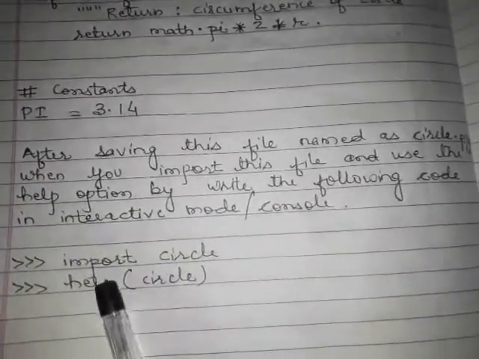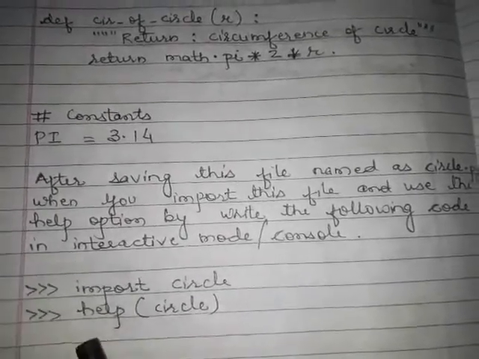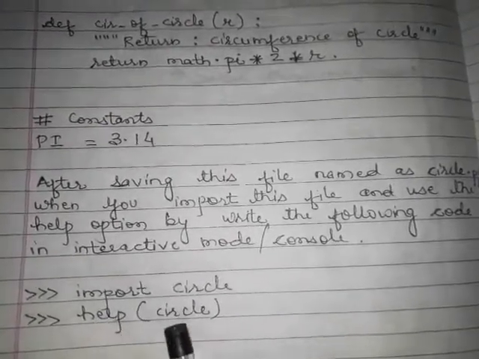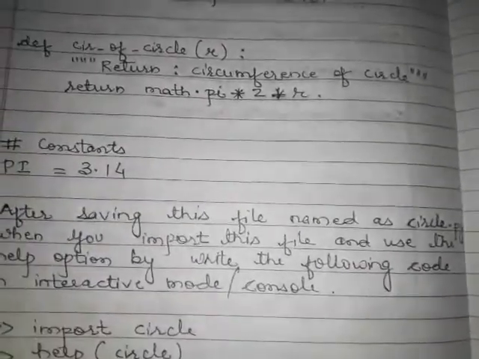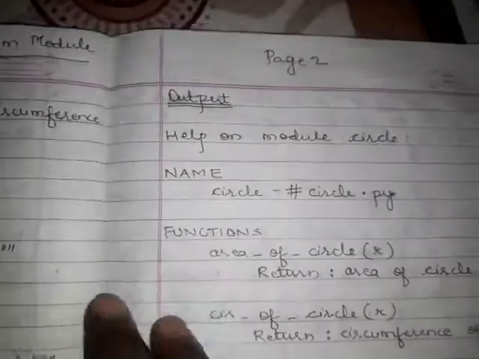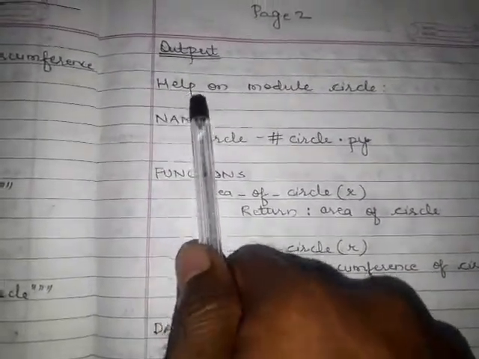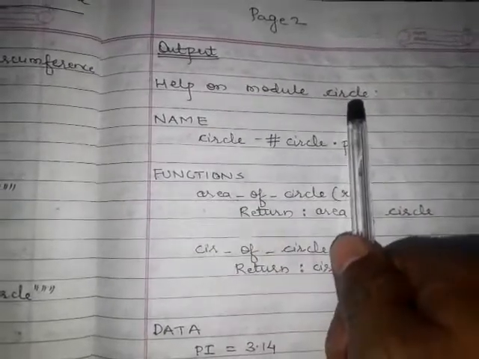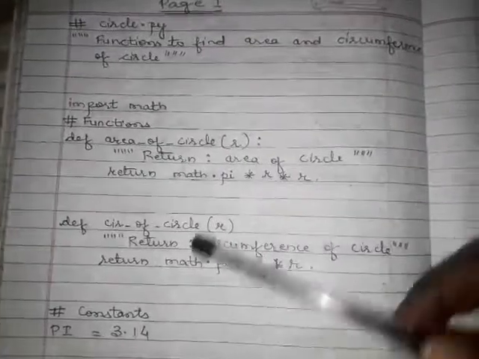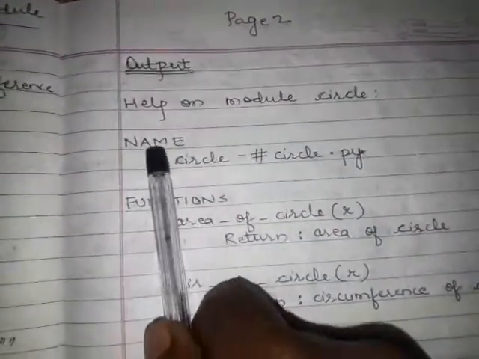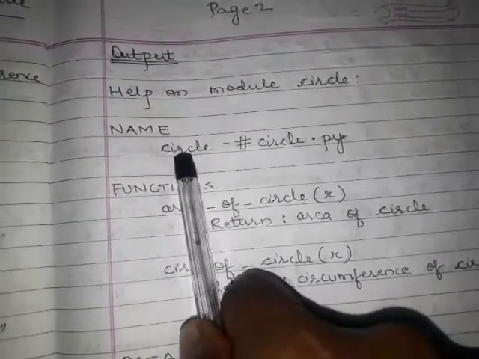So you have to write this. First you have to import this module, import circle. Then when you write help(circle), the following output will be displayed on the screen. This is the output. It will first show the heading Help on module circle. It means this is our module circle. Then it will show name. What is the name? Name is circle.